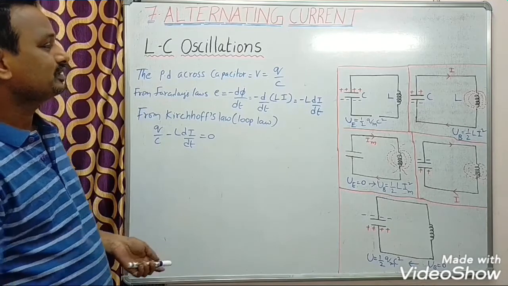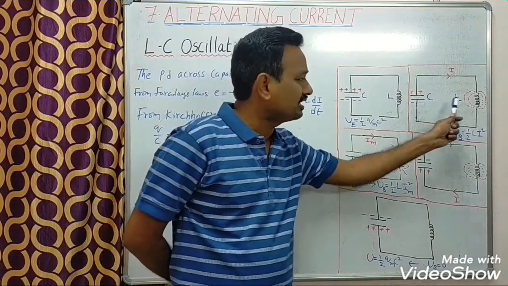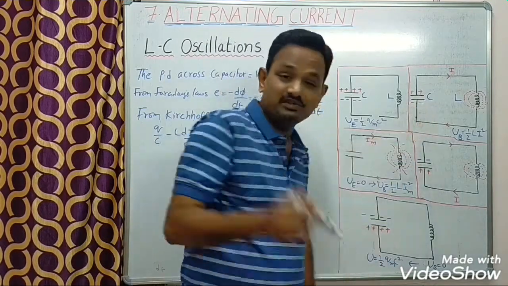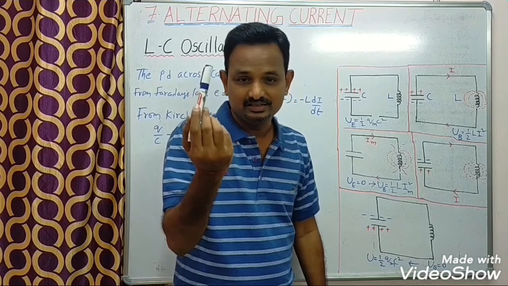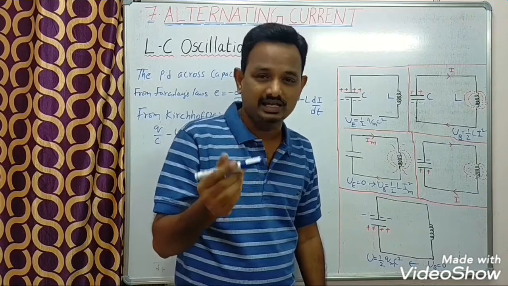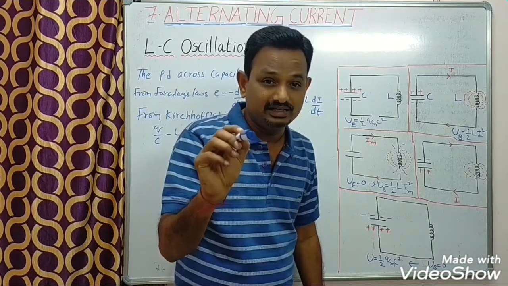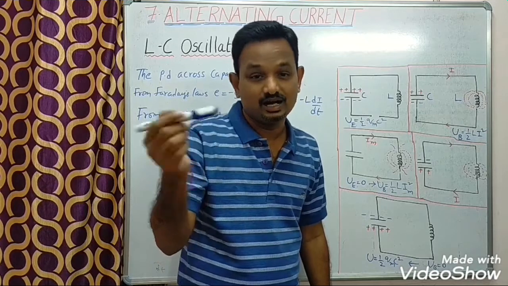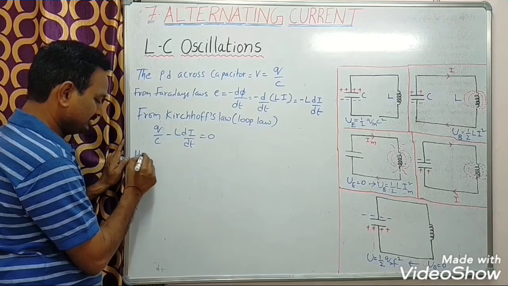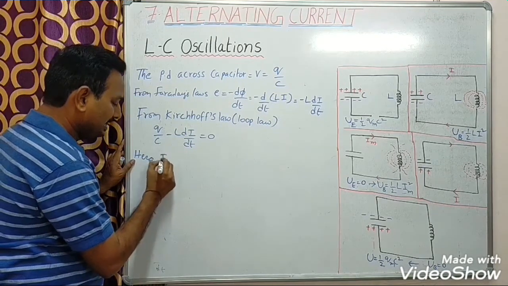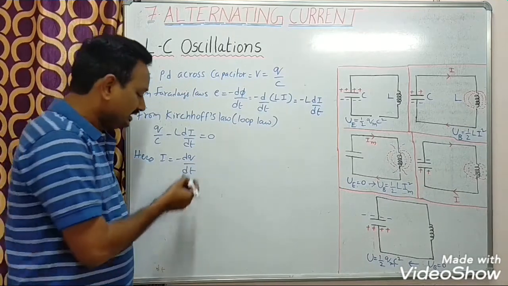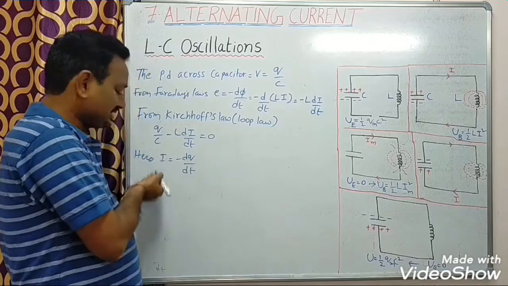Students, when I connect the capacitor with the inductor in a closed circuit, charge will decrease and current will increase. Suppose in a small time interval dt, the increased current equals the decreased charge. How? Here I equal to minus dq by dt. That means charge is decreasing and I is increasing.